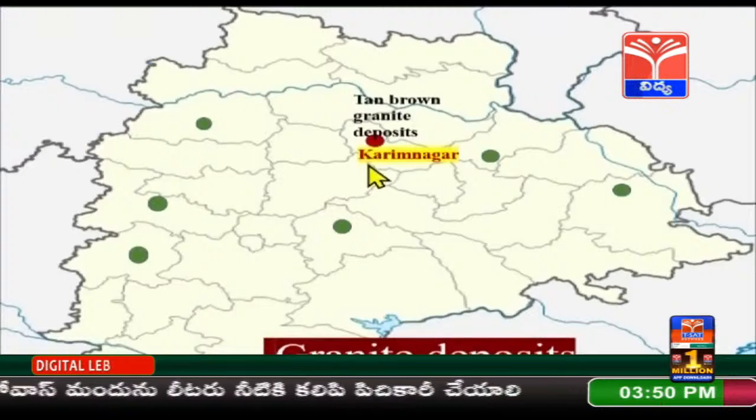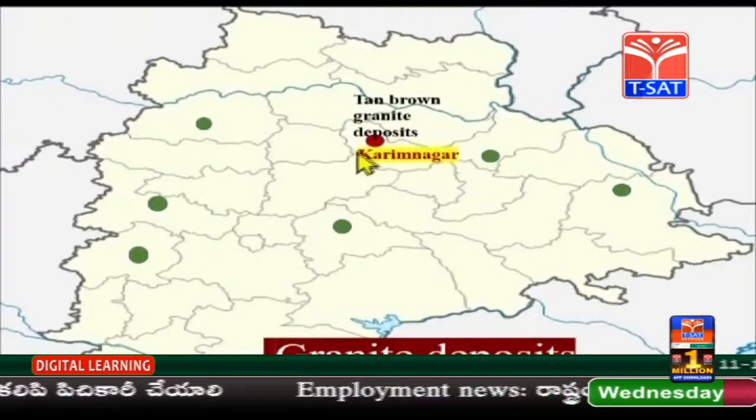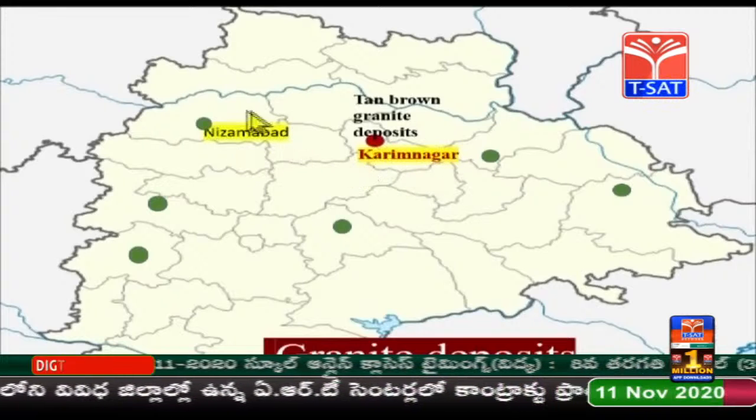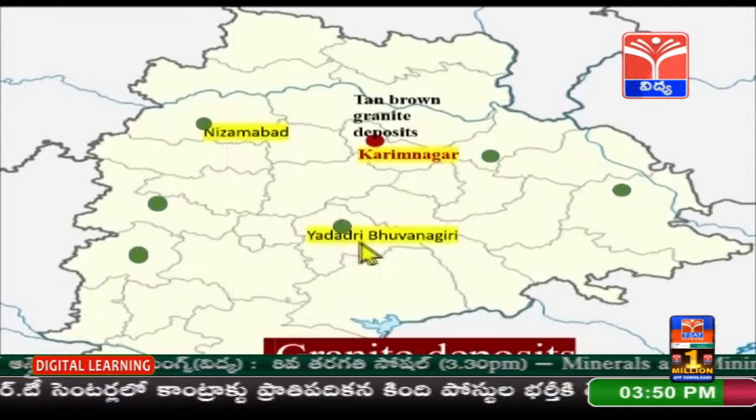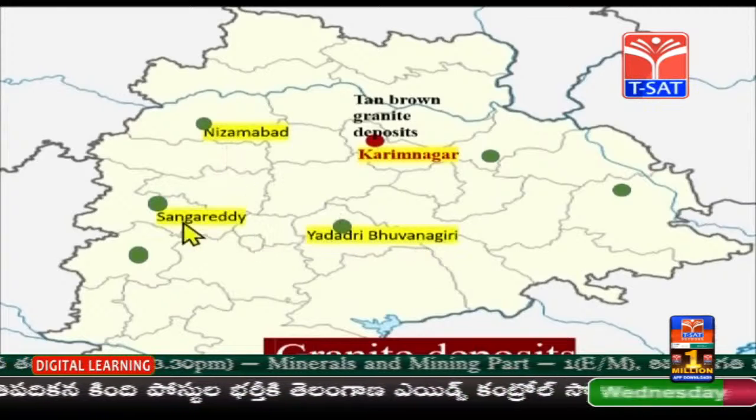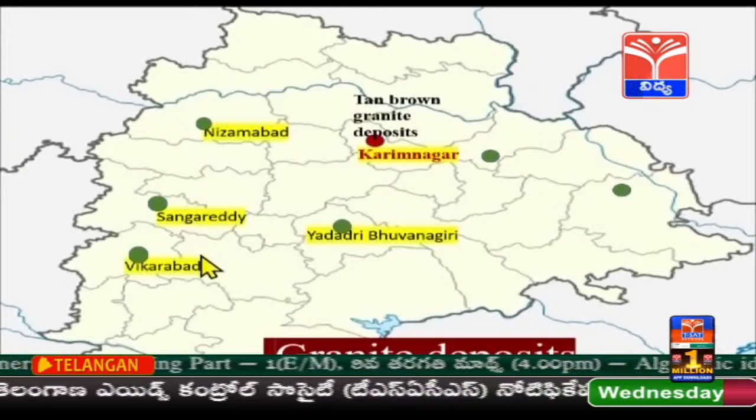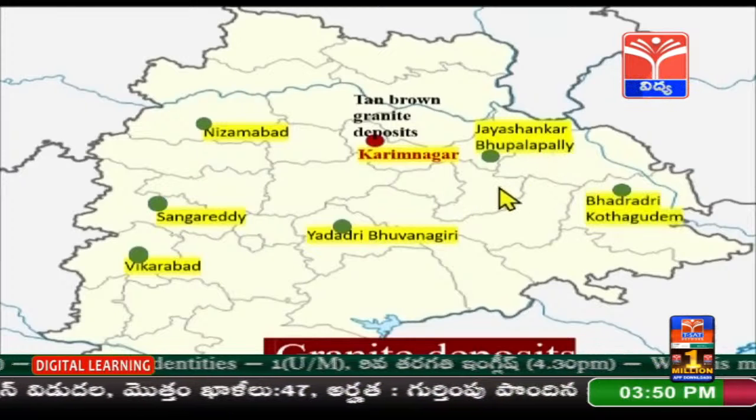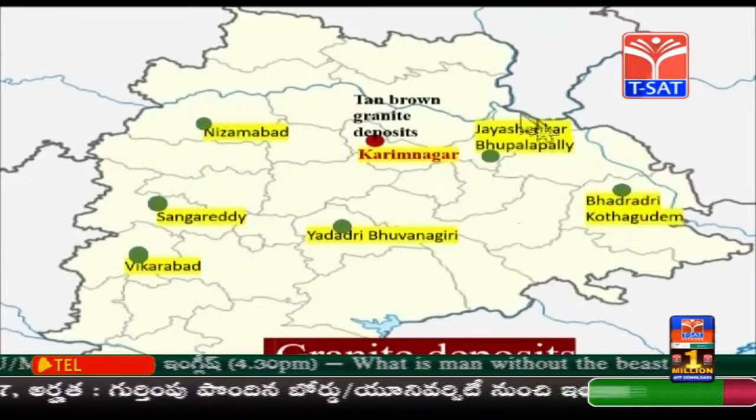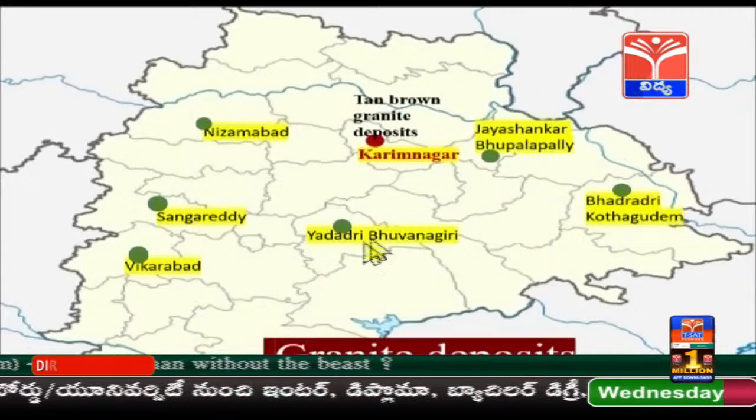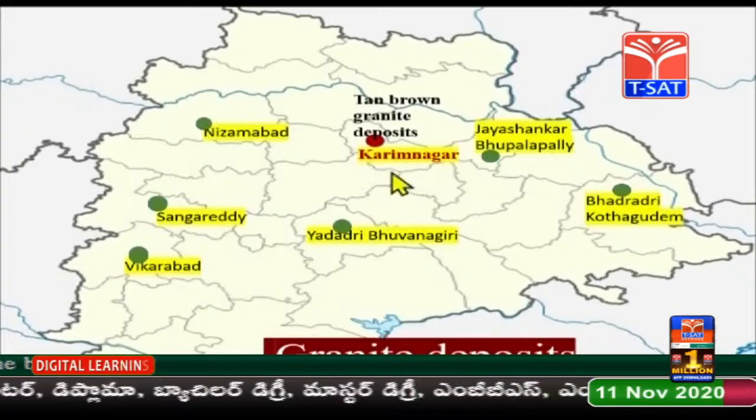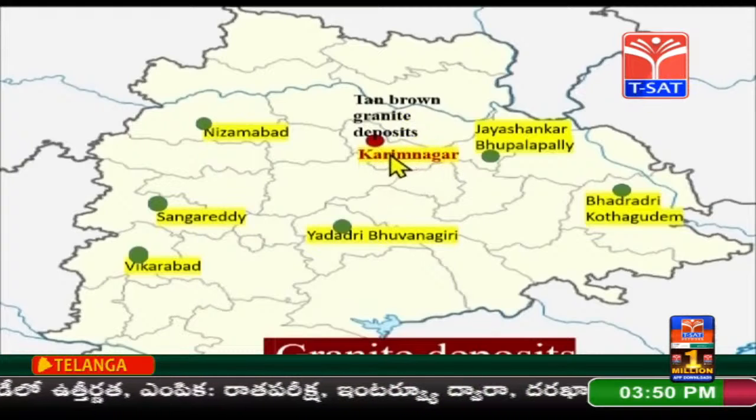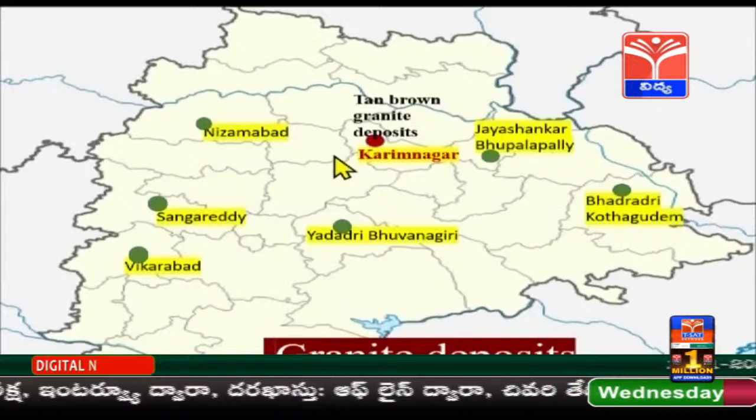See here, children, this is Karimnagar, where the tan brown granite deposits are found, and even in Nizamabad, Yadadri Bhuvanagiri, Sangareddy, Vikarabad and Jayashankar Bhupalpally district and Bhadradri Kottagudem. In all these places the granite deposits are there, but more specially in Karimnagar district the tan brown granite deposits are more famous and they are even being exported to other countries also.